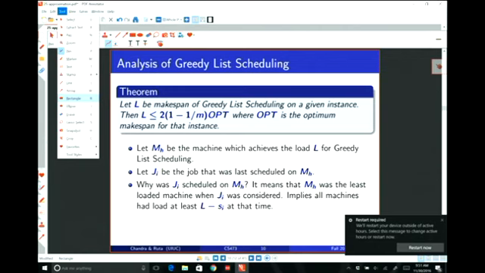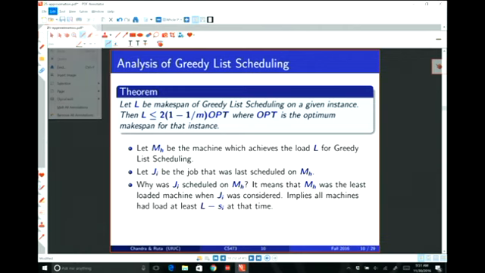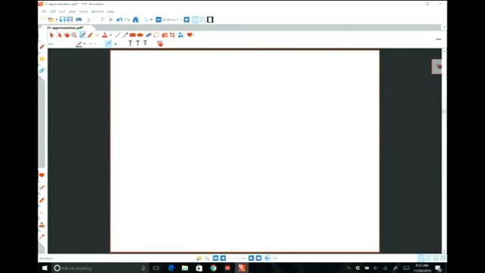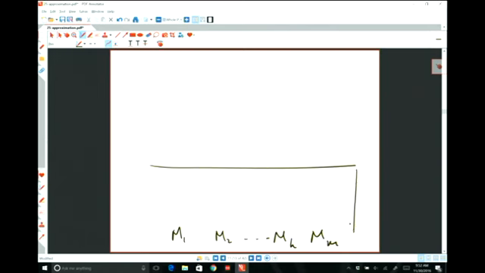Okay, so let's see how the picture looks, right? So this is M1, M2, MH, sorry, MH is here and M sub M. So this is the height, right? So when did we schedule this last job? We scheduled this job. This is SI, right? Okay, so this is the load, the maximum loaded machine that we had, right?